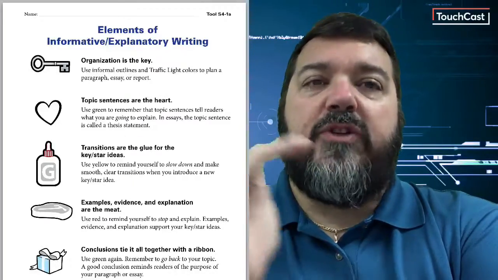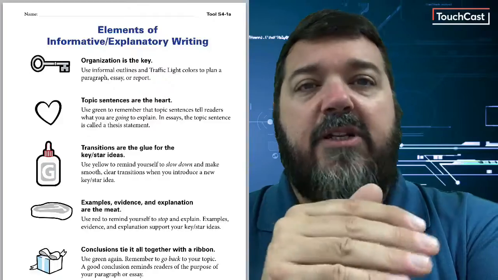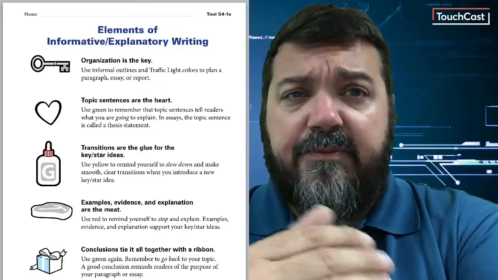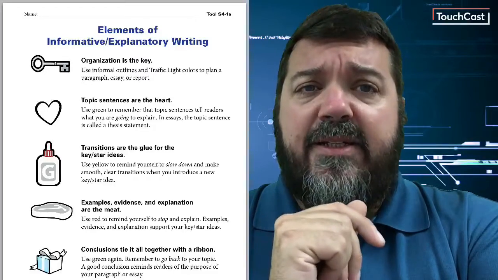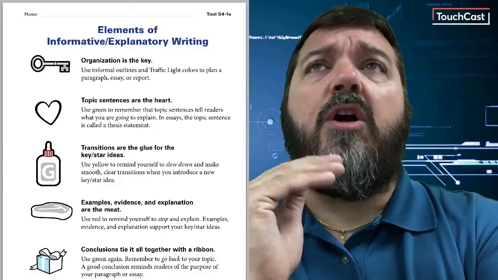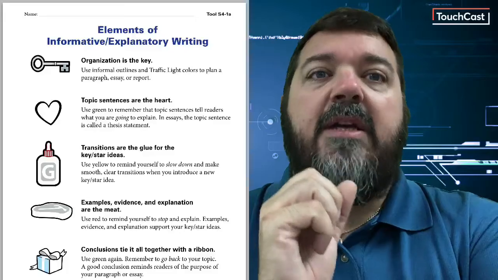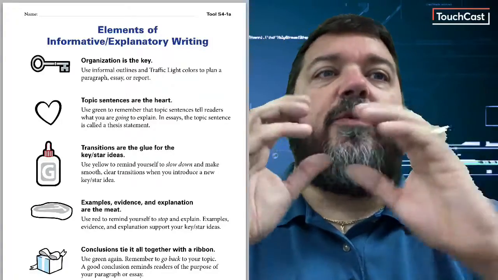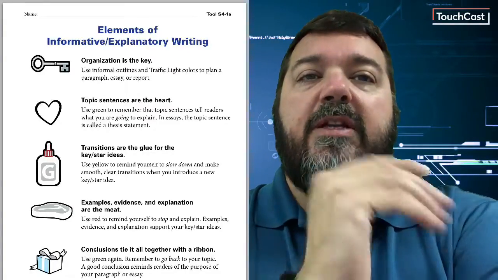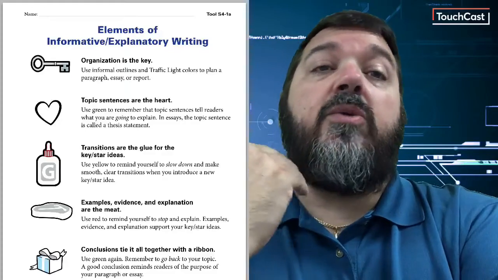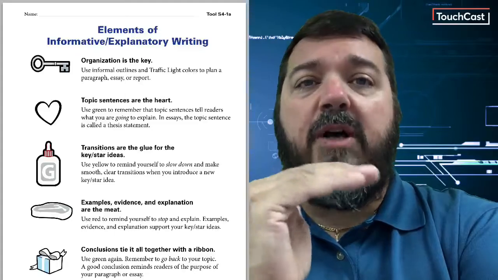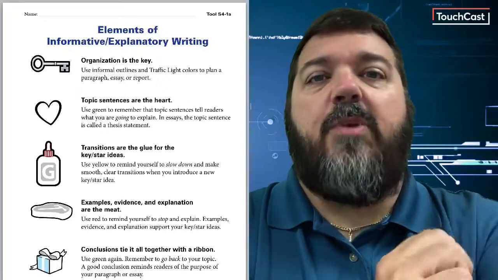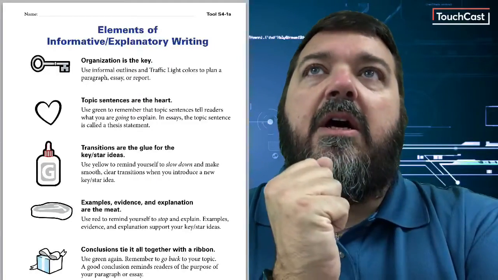Next, we're going to have some sort of a transition into one of our key ideas. They're also called star ideas, and we're going to see that a little bit later. When you are looking at your star ideas, you are looking at the big picture. So you have your overall topic, and then you're going to move into your smaller topics as you go into your writing. So your transitions into your key or star ideas are going to be in yellow because we're going to pause, slow down as we move into the next piece of information.